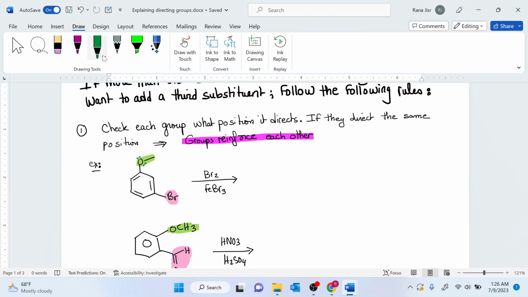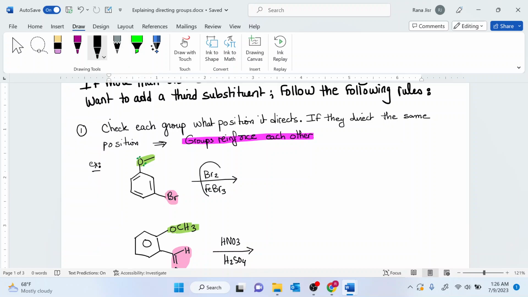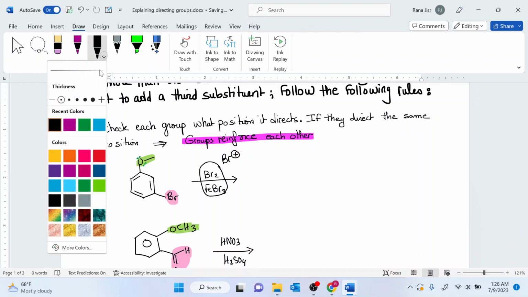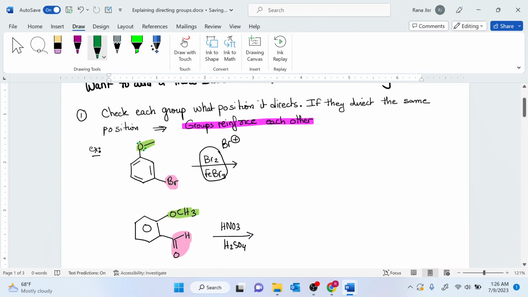Let's have an example over here. So we are forming from this reaction a Br positive charge, and this is what we are going to add. This is going to be our electrophile. So the first thing that we do is we look at the substituents on the benzene and see what positions they direct. So the OCH3 is a strong activating group. So this is an electron donating group. It is a strong electron donating group.